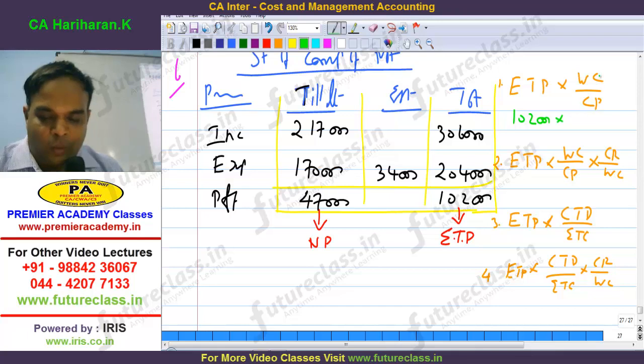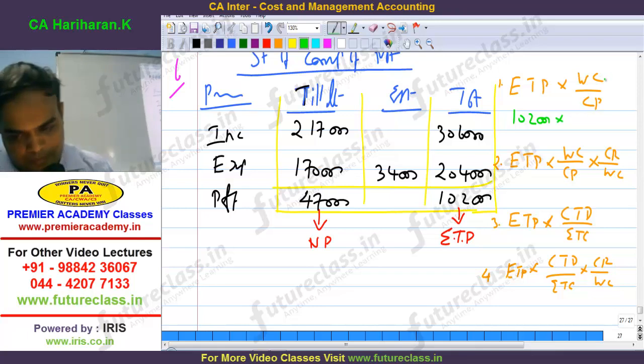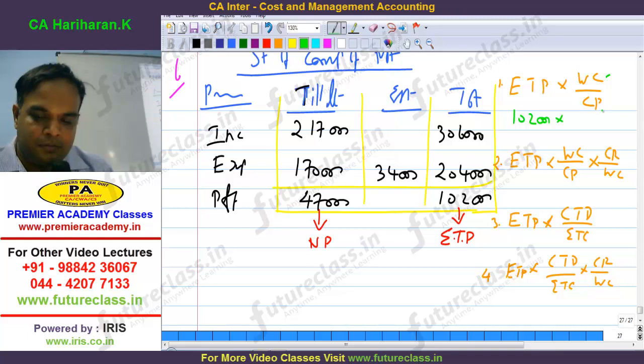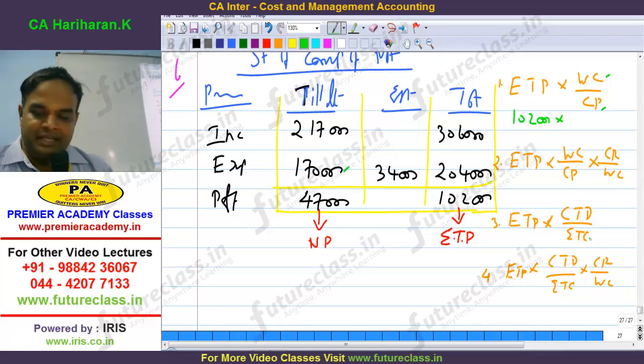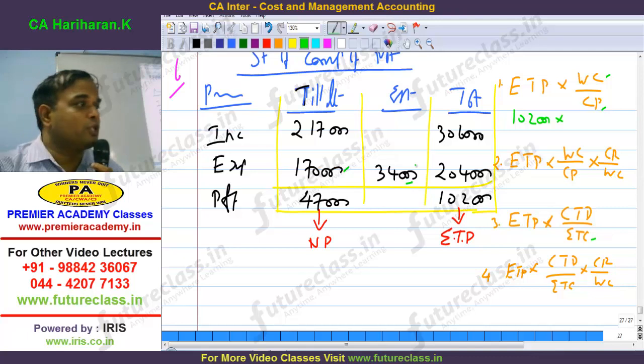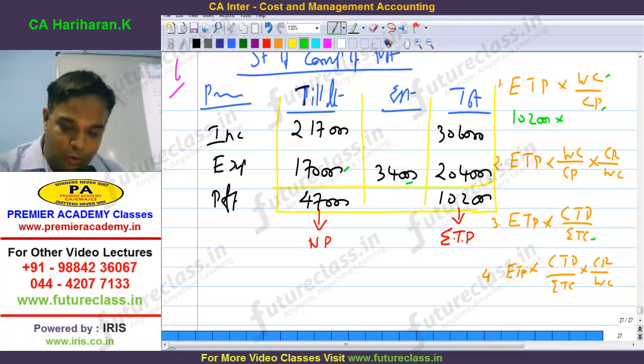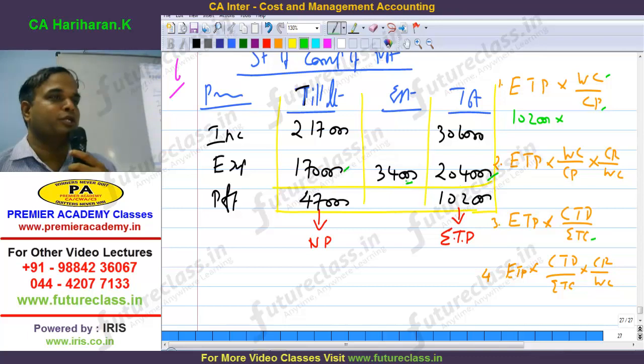ETP is equal to 1,02,000 into work certified, is there or not? How much? Contract price, cash received. 1,63,200. Cost till date 1,70,000. Estimated total cost, 34,000 is not correct. Total cost is 2,04,000. In the example, someone wrote 34,000. Practice. Clear? 2,04,000 is the estimated total cost.